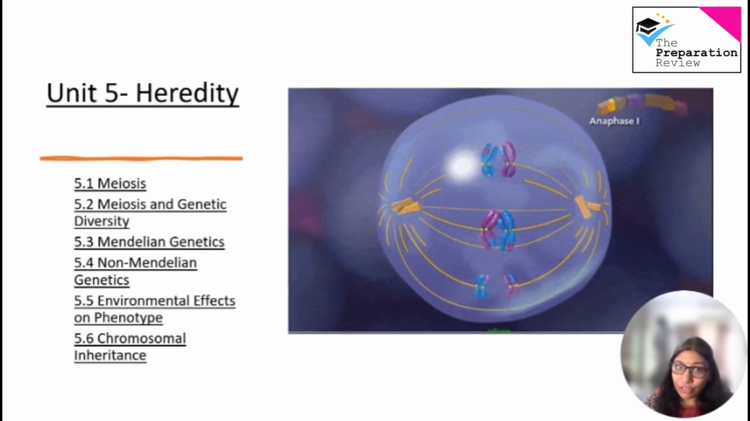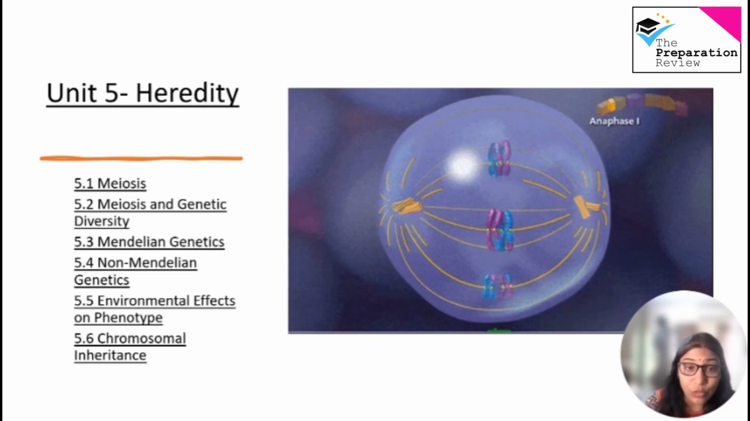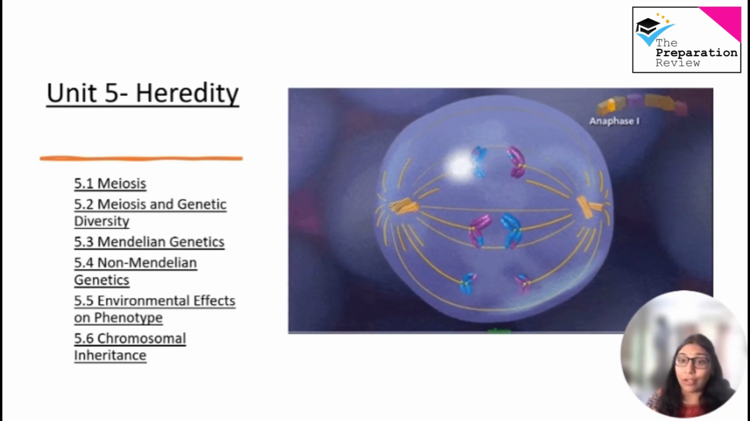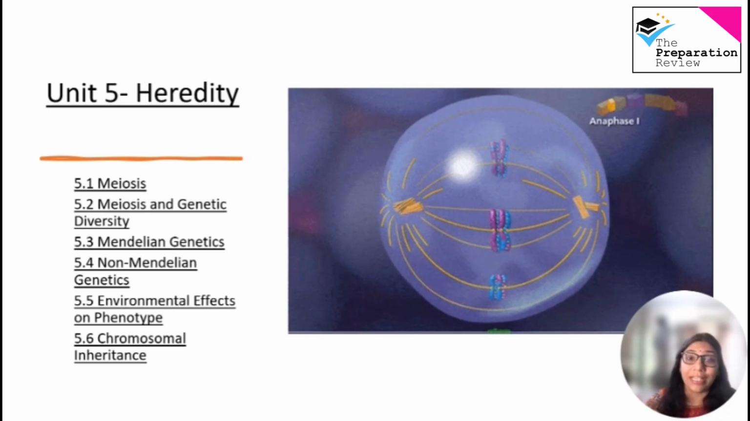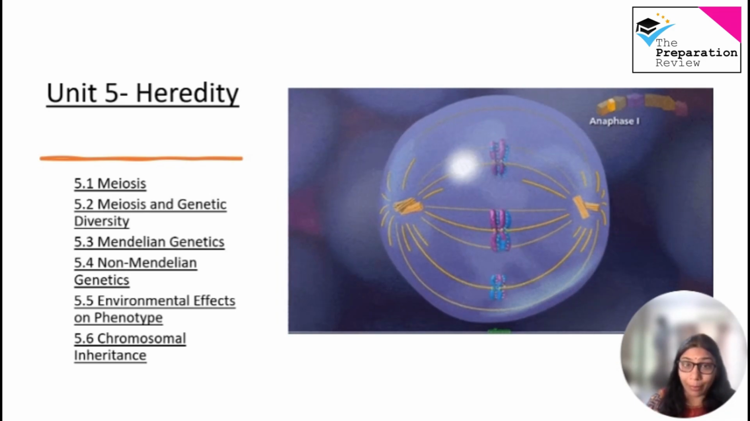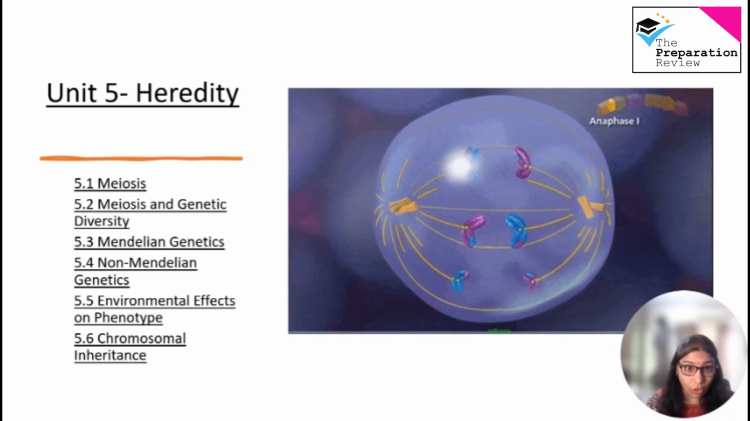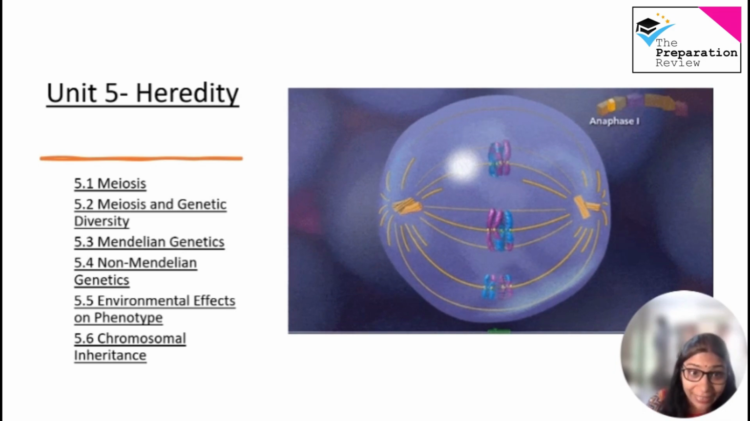In the fifth unit, I'm going to talk about meiosis, which is one of the cell divisions, and is very, very important because this is the division that results in genetic recombination, right? This is the division where crossing over will happen between the non-sister chromatids, right? We are going to talk about Mendelian genetics, non-Mendelian genetics, and chromosomal inheritance.